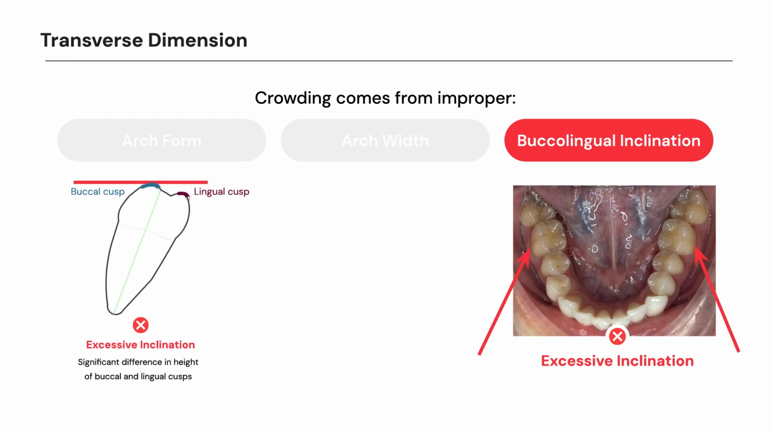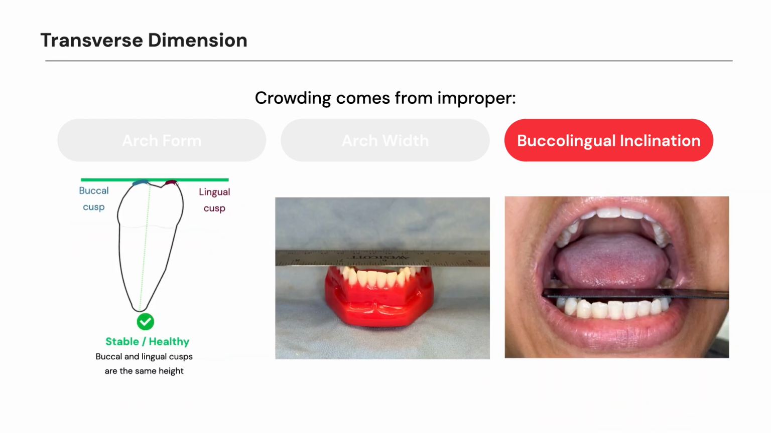That brings us to the last part of the transverse dimension I want us to pay attention to, especially with crowding cases, and that is the buccolingual inclination of the lower posterior teeth, the bicuspids and the molars. When we look at the buccolingual inclination, we like to see very little difference between the height of both the buccal and lingual cusps on these teeth. If they're relatively even, then we know that the tooth is probably vertical or axial in its presentation, and it's going to be able to absorb the forces as best as possible.